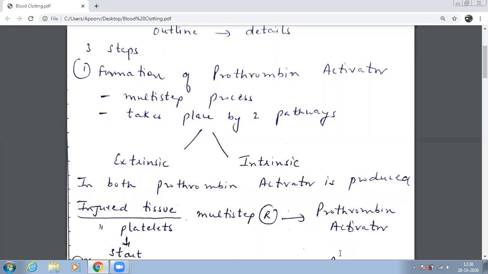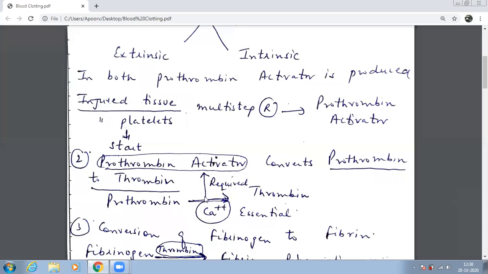Yes. So who's going to help in this process? Two things will be needed. One is what? Prothrombin activator and calcium ions. So your prothrombin is converted to thrombin with the help of this activator.